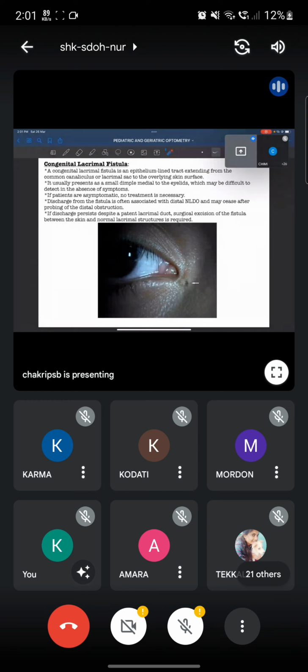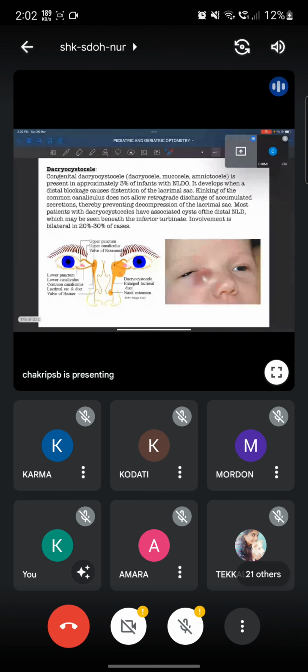Here what we have is the superior canaliculus and the common canaliculus, which is coming out to an area outside. So this spot is called congenital lacrimal fistula. That common canaliculus is coming out, and this is congenital lacrimal fistula.